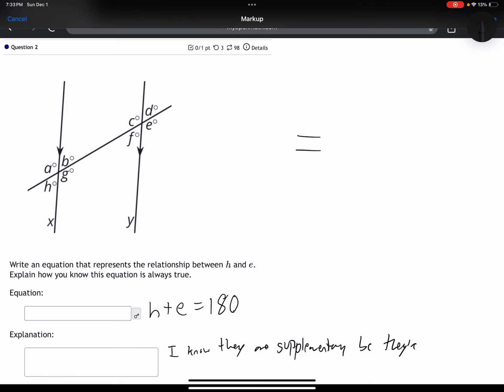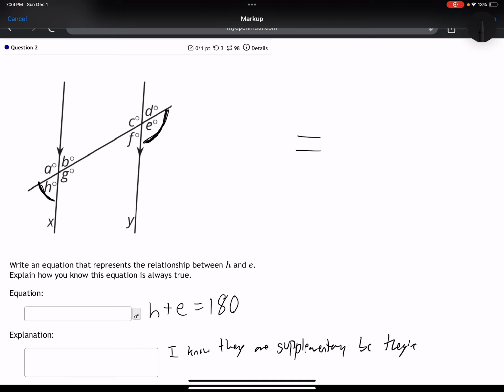So 2 plus 2 is not an equation, but 2 plus 2 equals 4 is an equation. An equation is something equals something else. And in this case, my equation, as you can see, I already have my answer here, is h plus e equals 180. Where does that come from? Well, look at angle h and look at angle e.